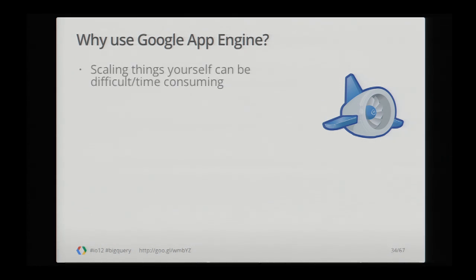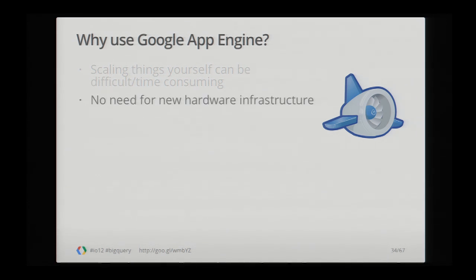So first and foremost, scaling things can be really time-consuming and difficult, especially if you're moving from that relational database on a web, like a LAMP stack, to something different, because you're moving from software to software. Sometimes you're moving from hosting provider to something else, and you have to learn how to use the new software, optimize it, worry about the pitfalls and tuning. That can be time-consuming and expensive. So no need to buy new hardware infrastructures.